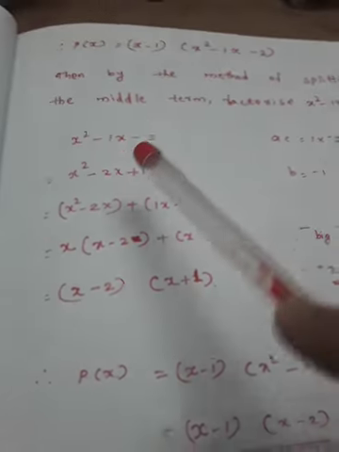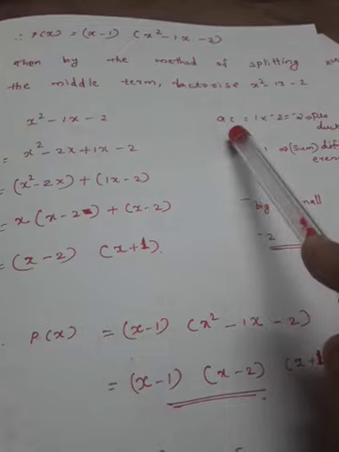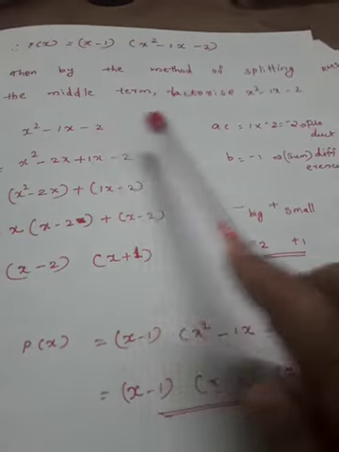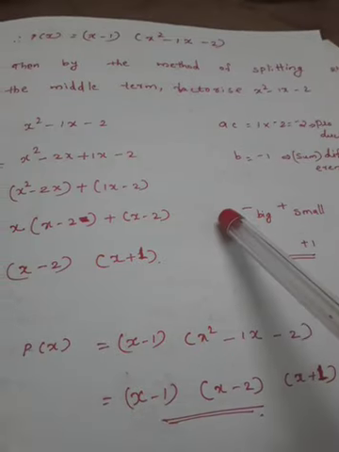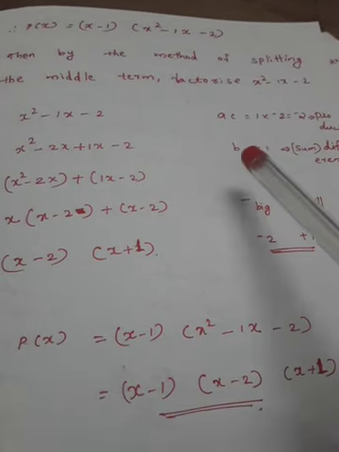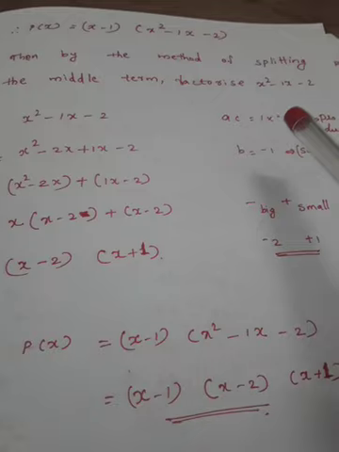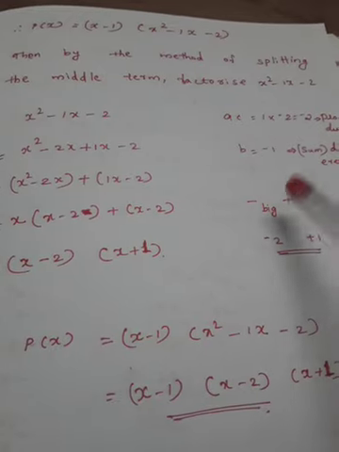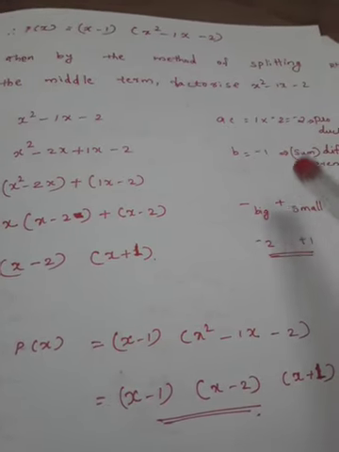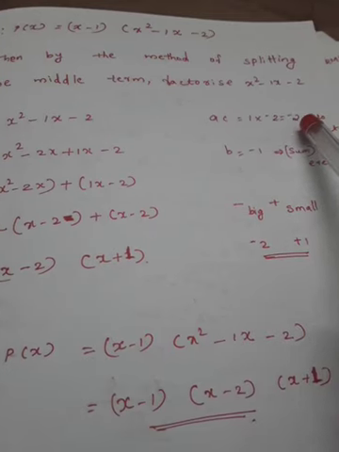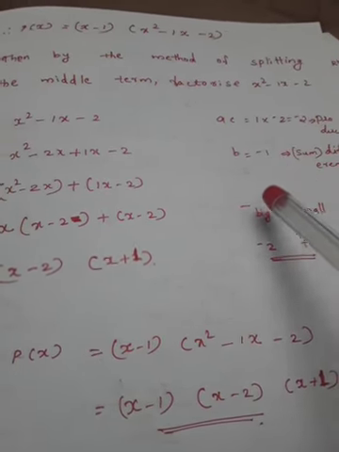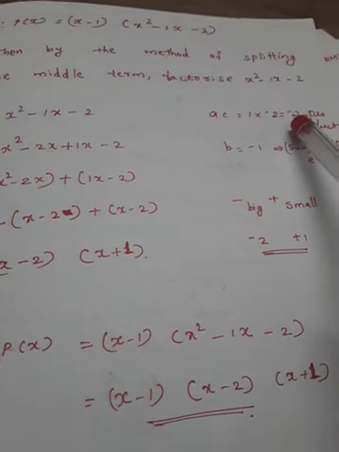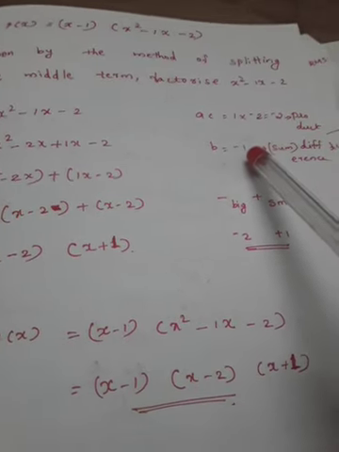So for that we can take AC. What is AC? 1 into negative 2, negative 2. Product is negative means one is negative, the other is positive. Then B is negative 1. B negative means the biggest will be negative, the smallest will be positive. Then we can take the digits. So here 2 is the product, 1 is the difference. Here the product is negative, so this is only the difference.